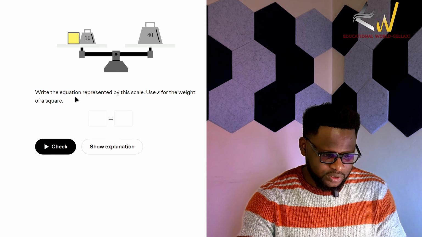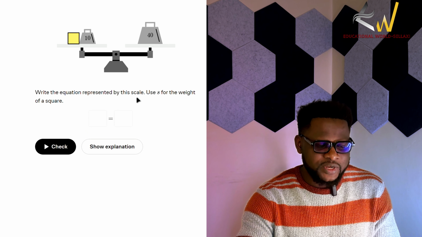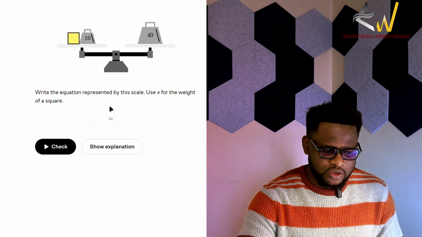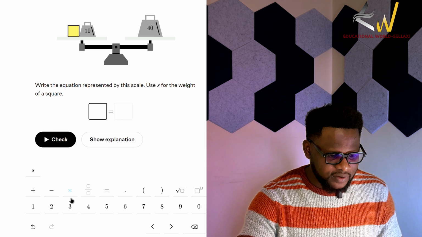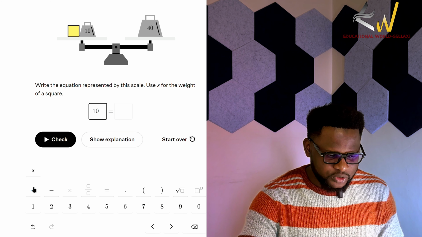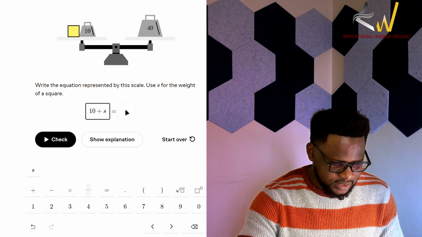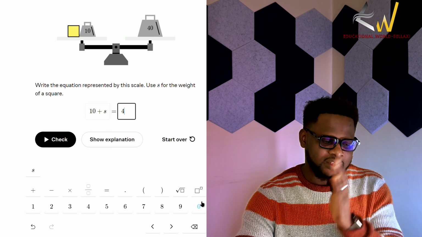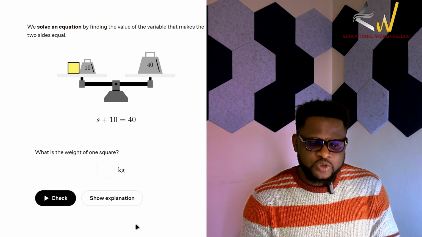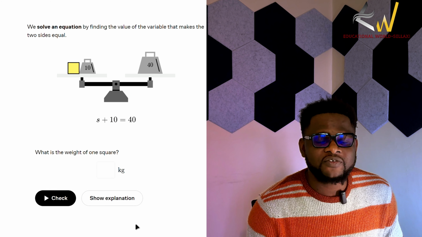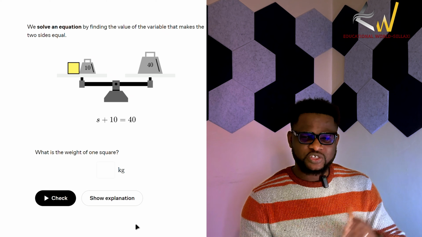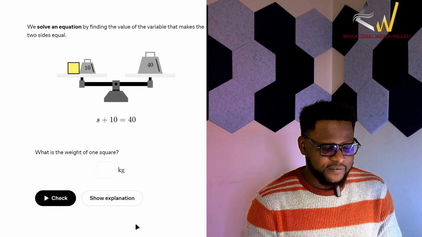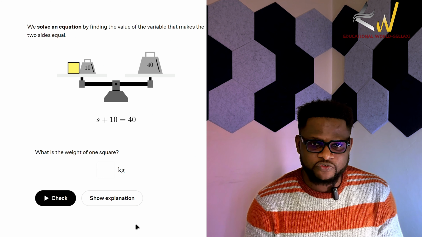Now look at this other one. Write the equation represented by the scale. Use S for the weight of the square. So you can see here, we're going to have 10 plus the weight of the square, 10 plus S, is equal to 40, which is on the right hand side of the scale. So we solve an equation by finding the value of the variables that makes the two sides equal. Now in this case, we have that S plus 10 is equal to 40.